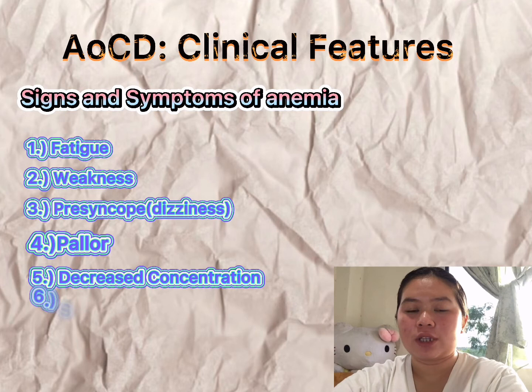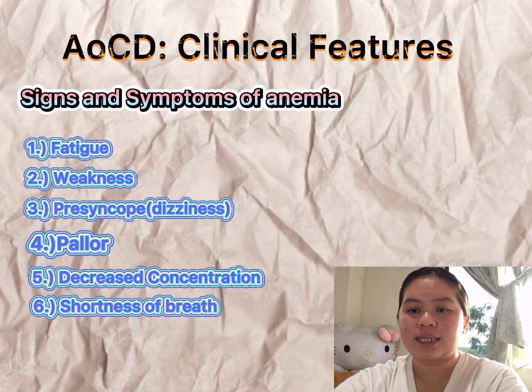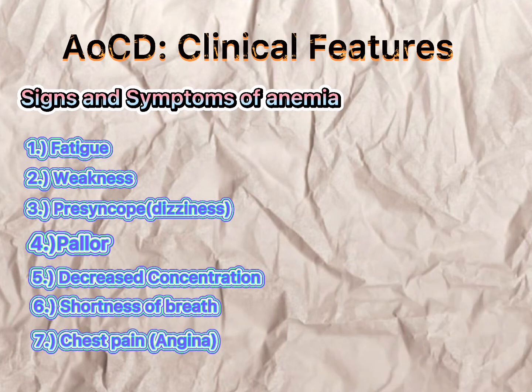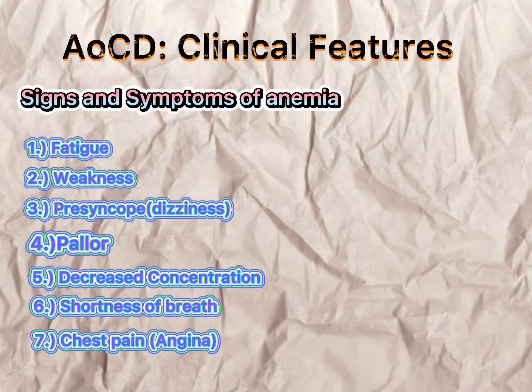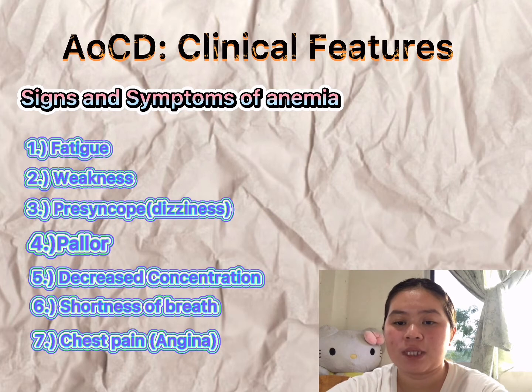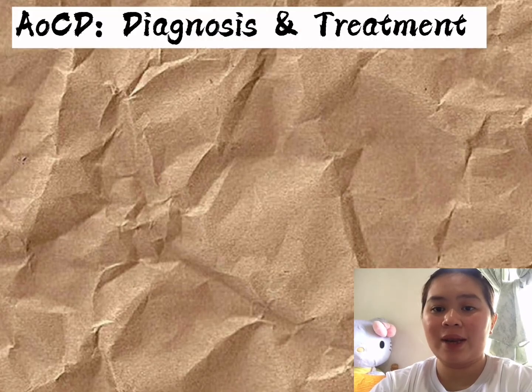There can also be shortness of breath in some patients, and if it's more severe, chest pain or angina. These last two might not necessarily occur with anemia of chronic disease, which is often a more mild type of anemia, but they could occur in some patients. So again, those are some classic signs and symptoms of anemia that can occur in anemia of chronic disease.